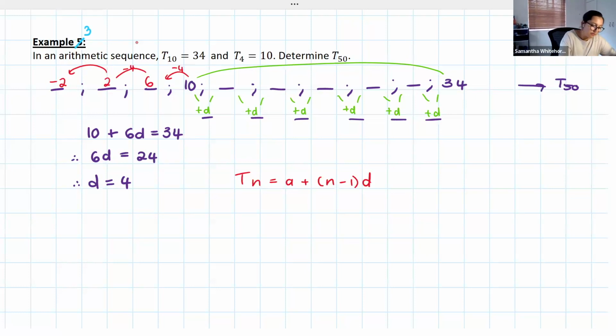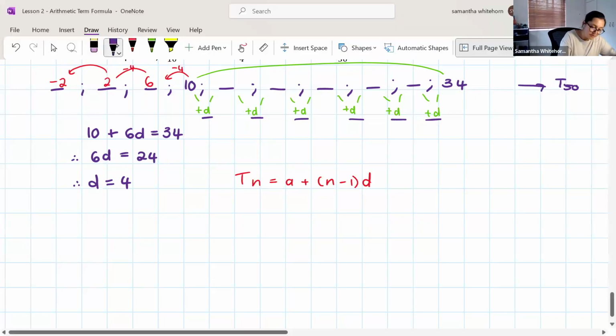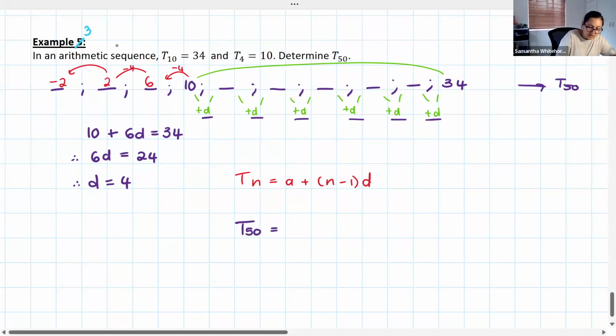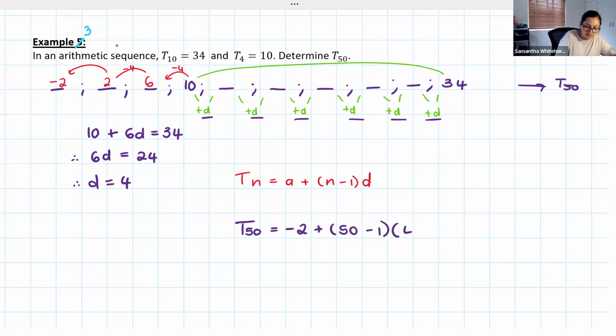And all of this is super useful now because now it's easy. I can go find term 50. To find term 50, I'm just going to sub in. So term 50 is equal to A, which we've just worked out to be -2, plus 50 minus 1 times the difference, which we worked out as 4. We sub that into our calculator, and we get that term 50 is equal to 194.